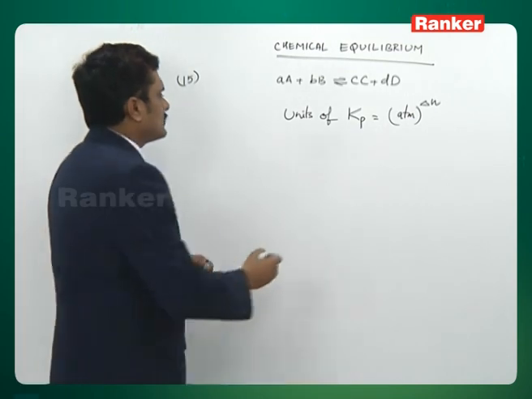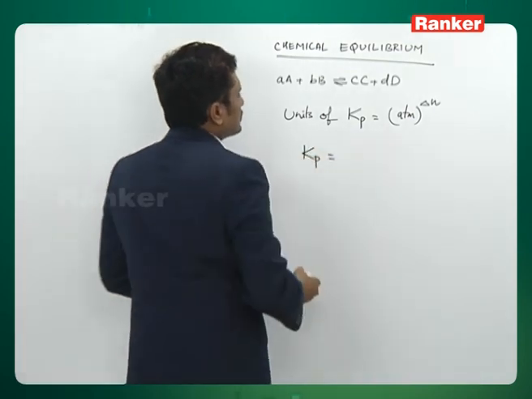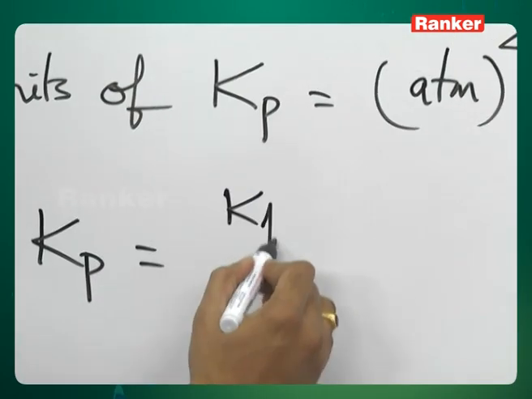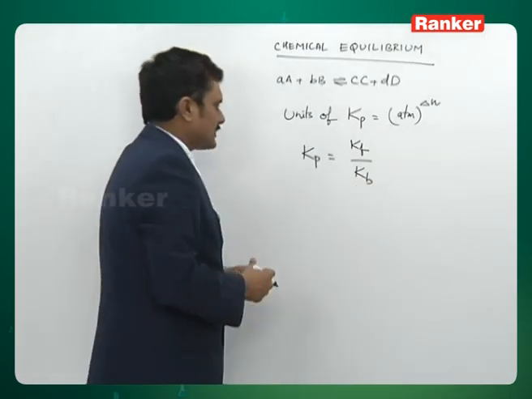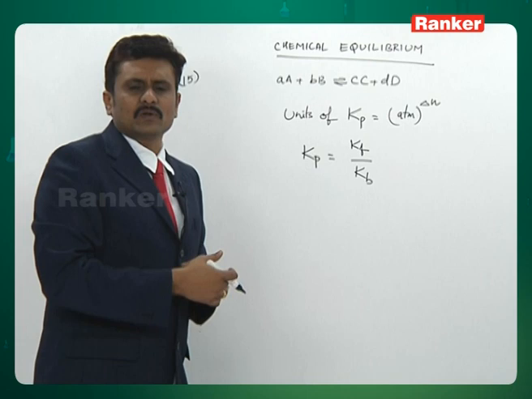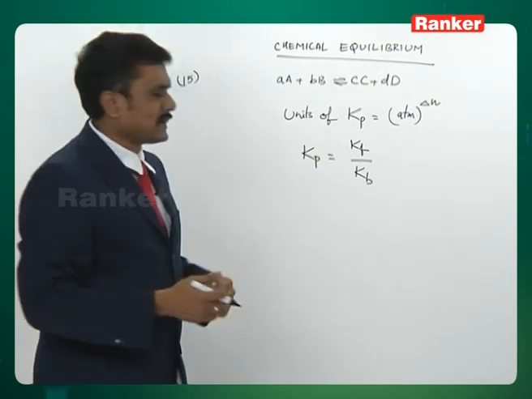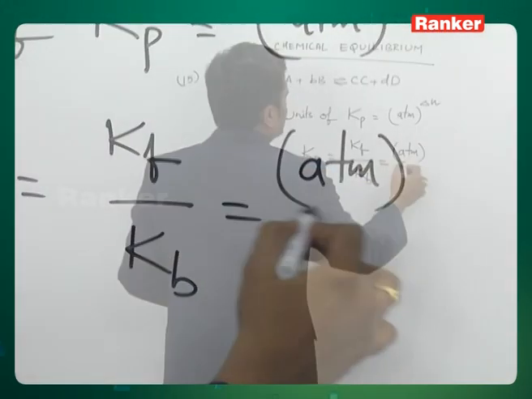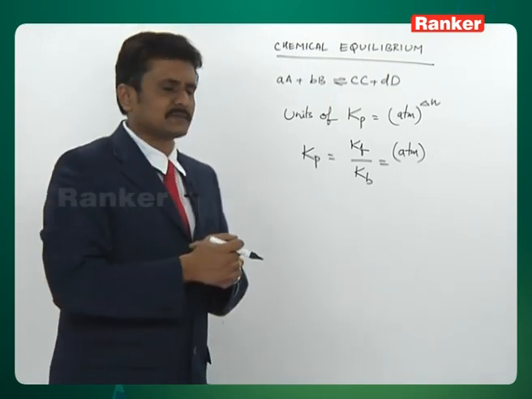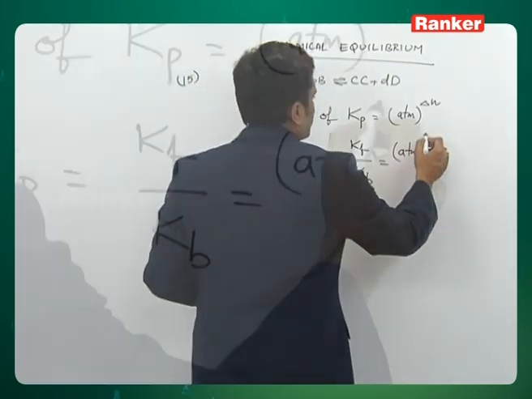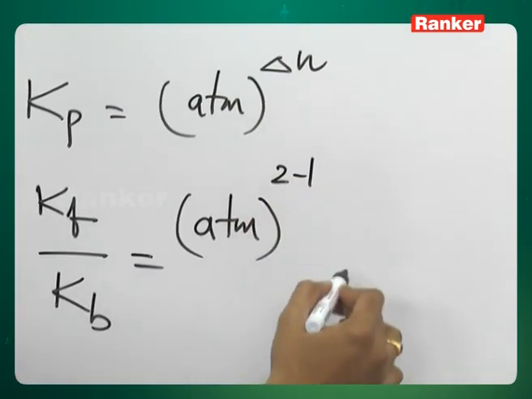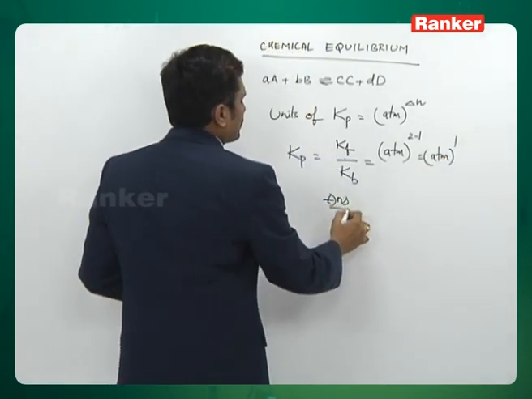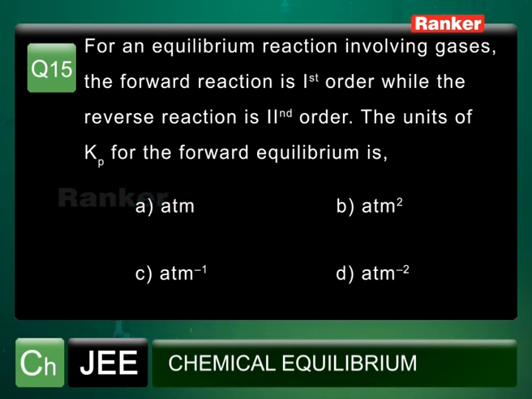And we also know that the equilibrium constant is the ratio of the forward and backward rate constants. I mean to say it is equal to Kf upon Kb. Now it is given that the forward reaction is first order while that of the backward is second order. That means here the units of this concerned reaction, when you write in terms of the atmosphere, will be atm whole power delta n, that is equal to 2 minus 1, or atmosphere whole power 1. So the answer for this question should be option A, that is atmosphere whole power 1.